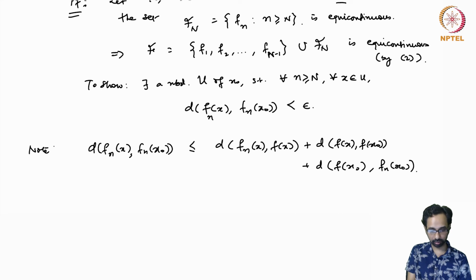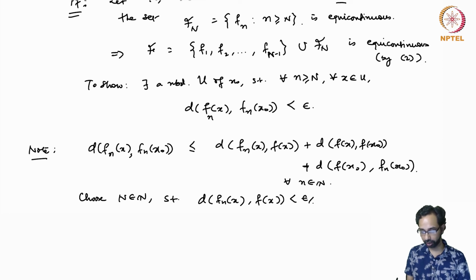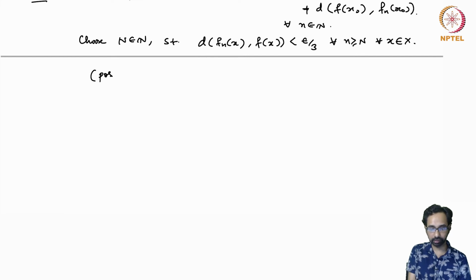Note that this holds for all n in N. And now choose capital N in N such that we have d(f_n(x), f(x)) is less than epsilon by 3 for all n greater than or equal to N and for all x in X. This is possible since f_n converges uniformly to this function f. So this is possible by uniform convergence of f_n.